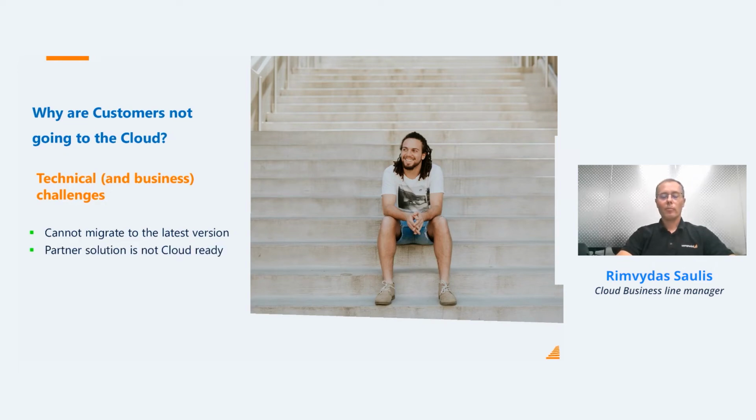The second very common reason, which is becoming not that common to be honest, is that the partner solution is not yet cloud ready. So in the Microsoft Dynamics world, I believe this is definitely a strength of this ecosystem. There are so many vertical solutions built by partners to customers, so many great vertical solutions. Some of them, for some good reasons, are not yet cloud ready, right?